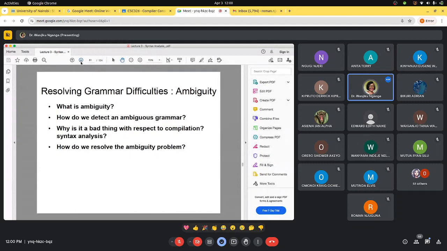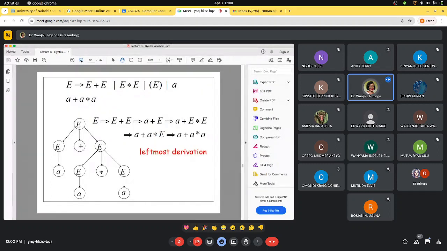Okay, so let's quickly refresh our memories on this. Supposing that's our CFG, it's for arithmetic expressions. We're saying E can be written as E plus E, or E times E, or into brackets, or just the int, which in this case we're calling A. And we have our expression as A plus A times A.